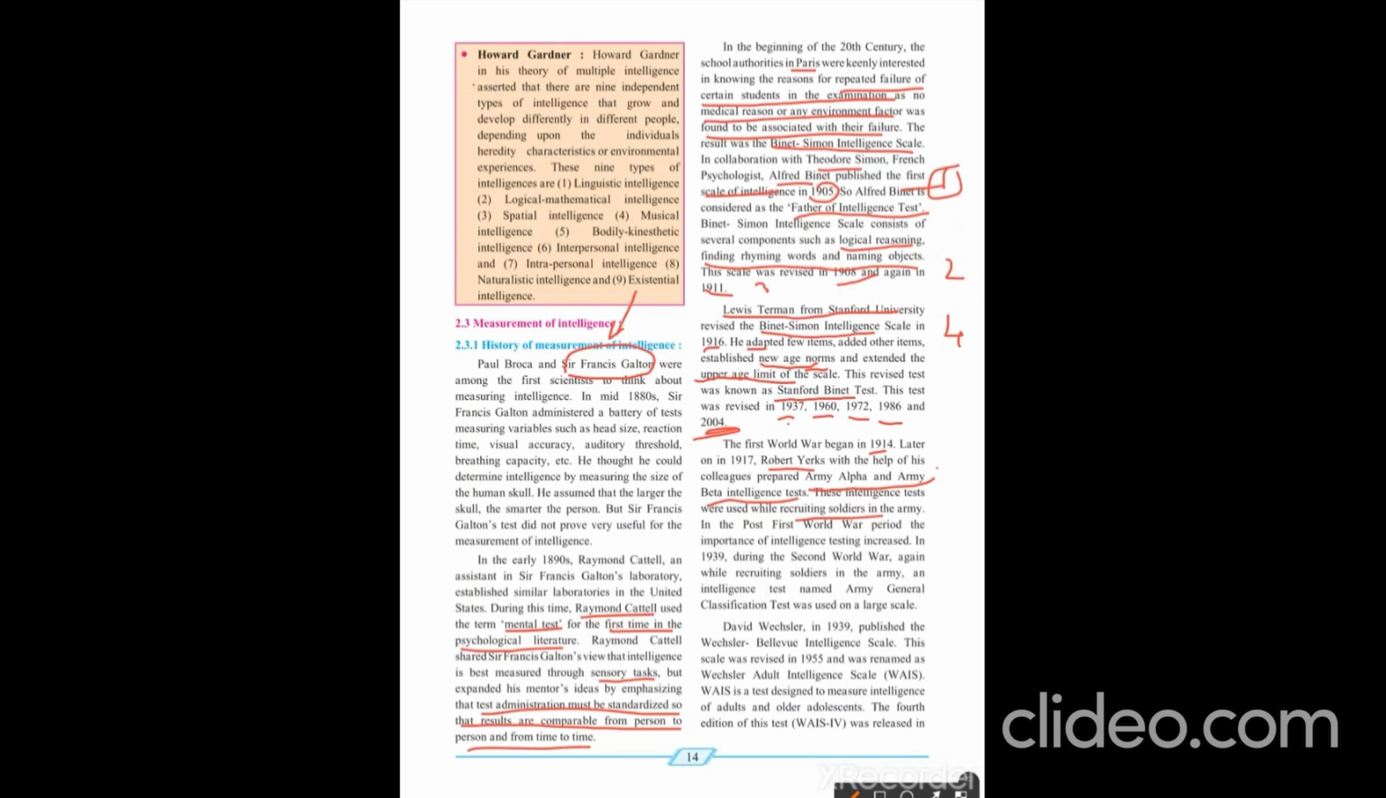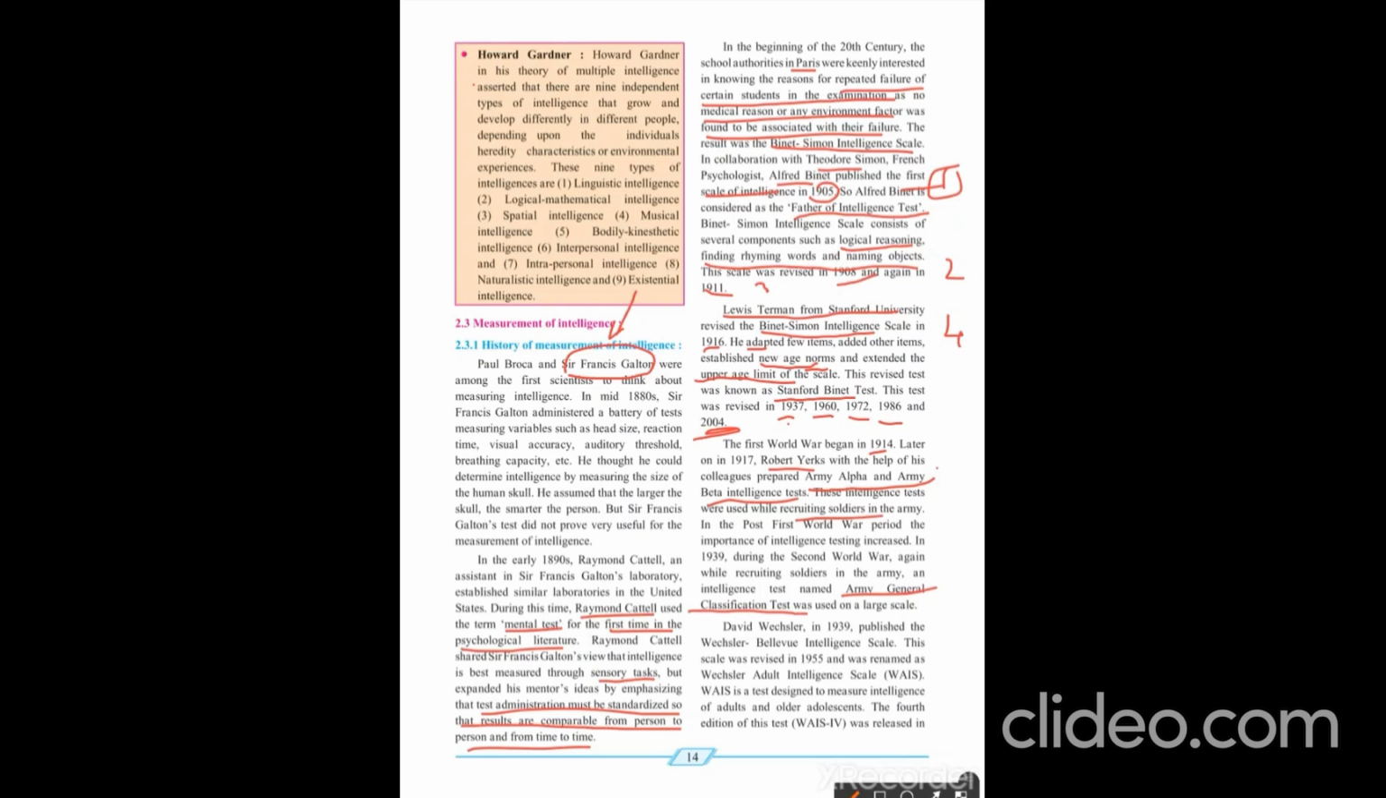In the post First World War period, the importance of intelligence tests increased. In 1913, during the Second World War, again while recruiting soldiers in the army, an intelligence test named the Army General Classification Test was used on a large scale.